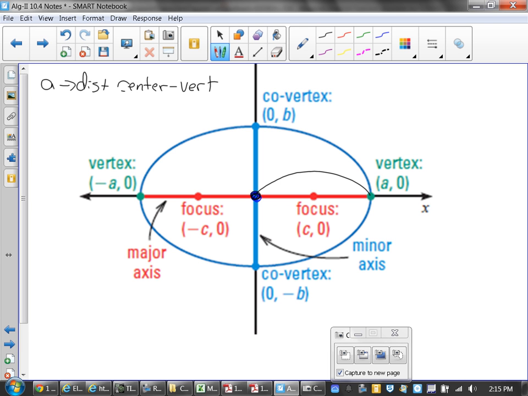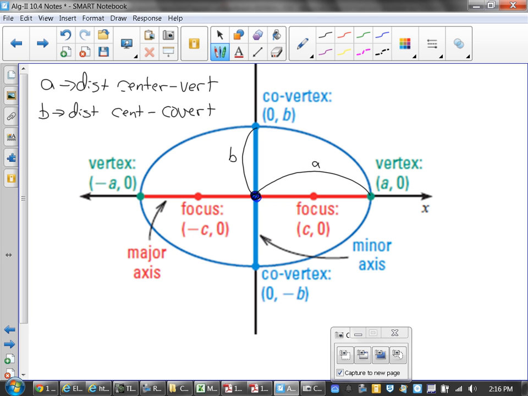Whereas the B value is always going to be the distance from the center to what's called a covertex. So my B value goes this way. Here's B, here's A. And when I'm going left, it's the opposite of A, and when I'm going down, it's the opposite of B. Conic is what I'm talking about, these curved figures, ellipse or a hyperbola.